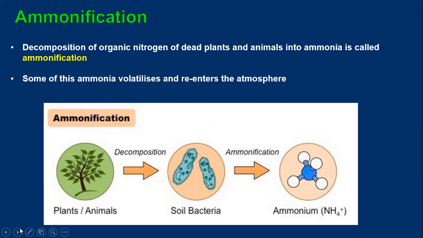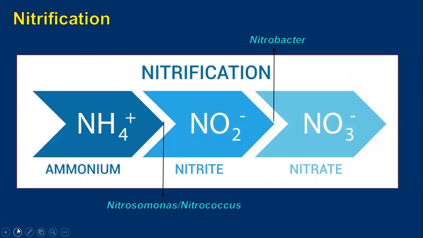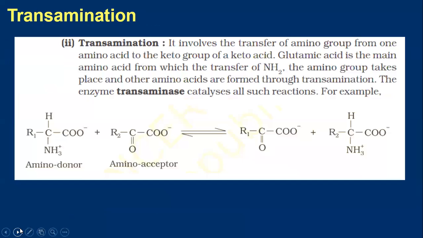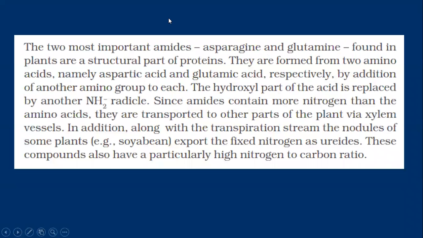And next one is nitrification. Nitrification is the process by which ammonium is converted into nitrite and then into nitrate. About the different types of bacteria also we have studied in today's class, about reductive amination and about transamination. Finally, we have a small portion.